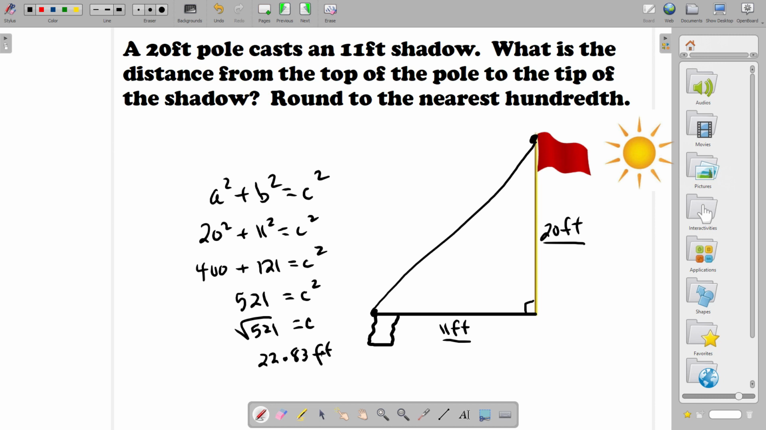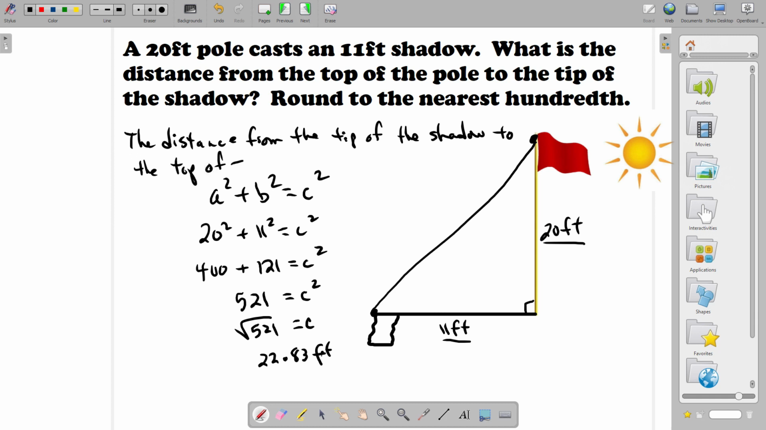Word problem should get a word answer. The distance from the tip of the shadow to the top of the pole is 22.83 feet.